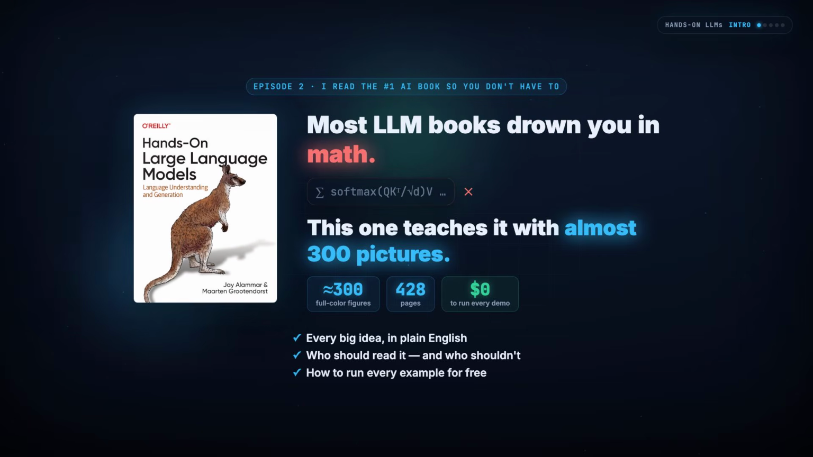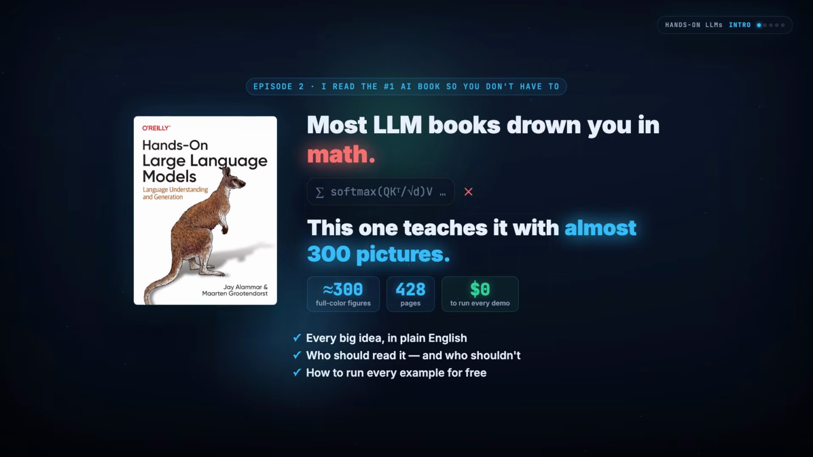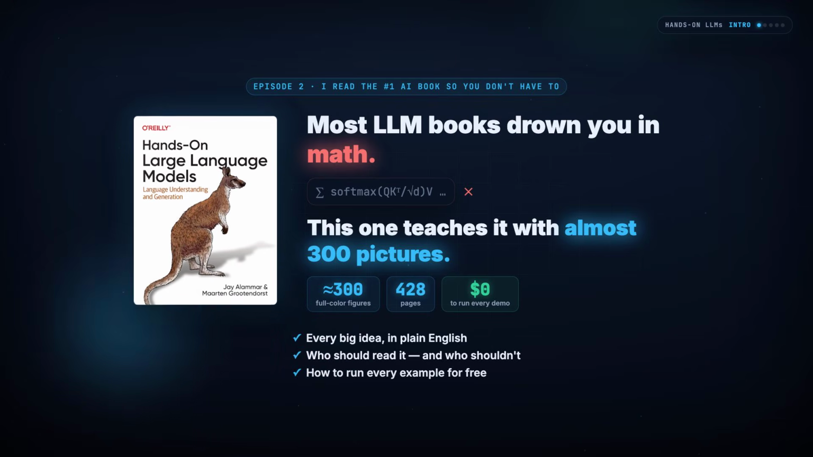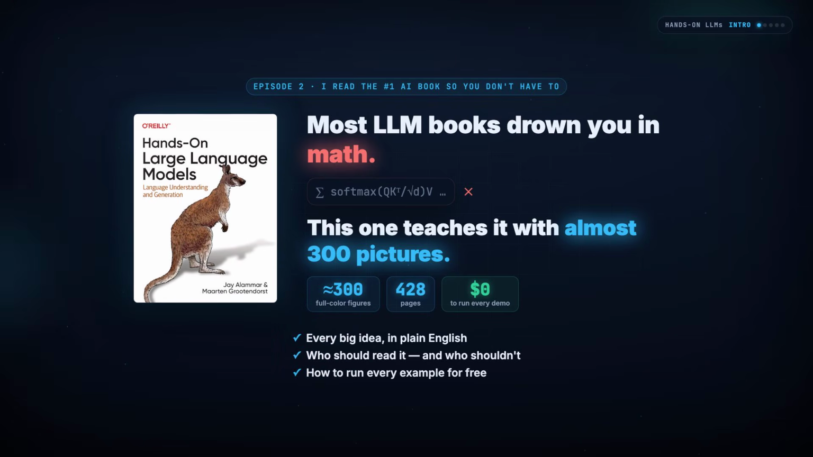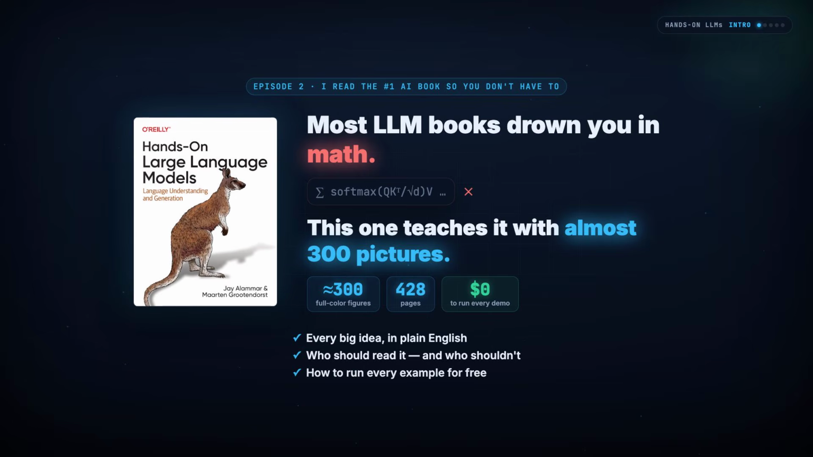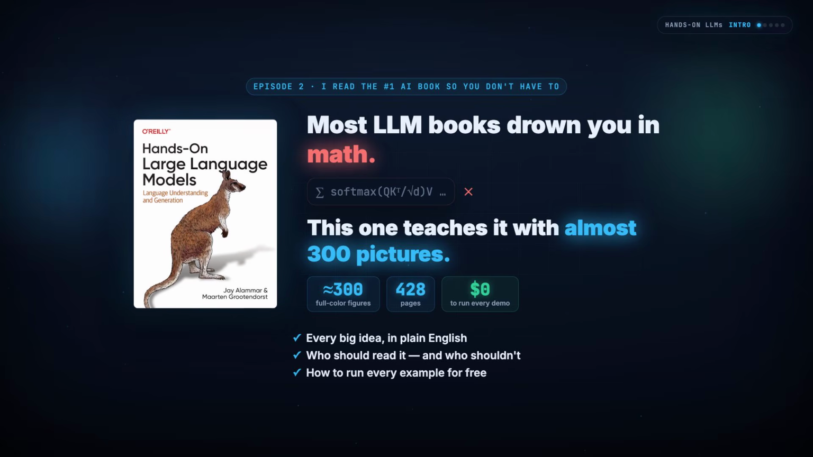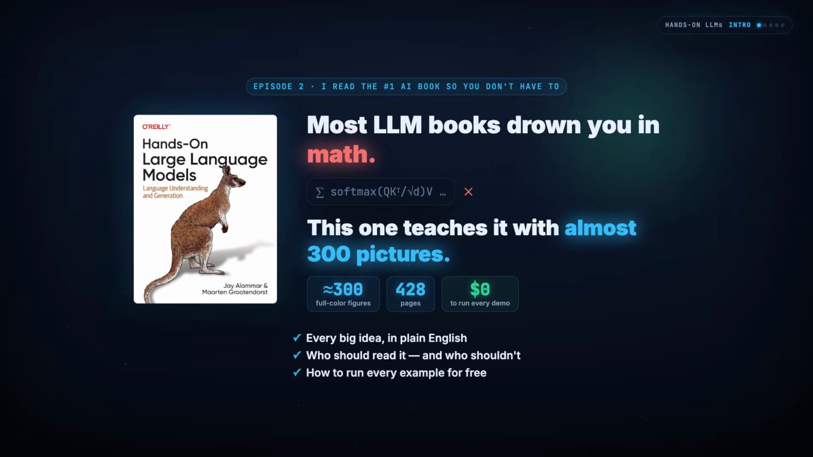So here's the deal. In the next few minutes, I'm going to walk you through the whole book, the big ideas, the pictures that matter most, and the one mental model that ties it all together. I'll tell you honestly who should read it and who should skip it. And at the end, I'll show you how to run every example completely free.